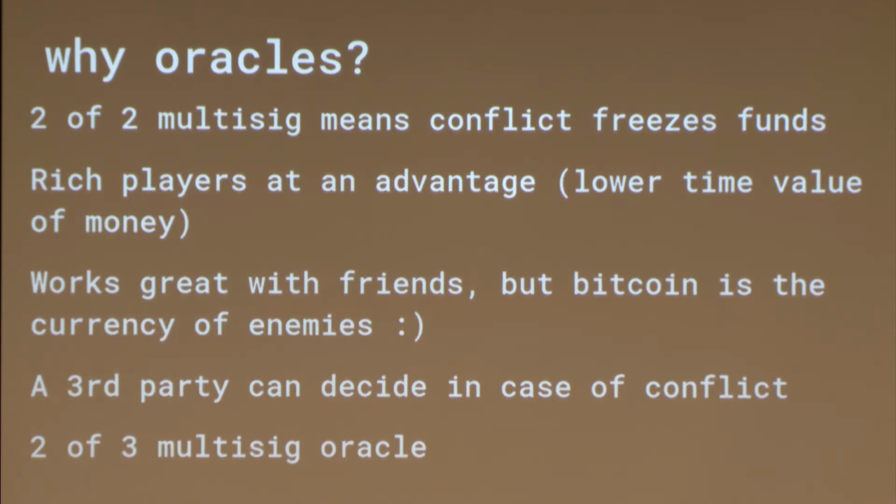So if it's basically a handshake bet where it says, okay, I'll pay you if it rains, you pay me if it's sunny, and then they disagree, right? And then you get into all sorts of game theory where rich players may be at an advantage because they have a lower time value of money, so they say, I'll wait out the clock. It works great with friends, but Bitcoin is the currency of enemies.